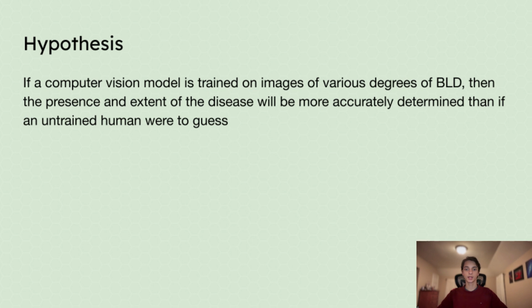Through my background research, I came to the hypothesis that if a computer vision model is trained on images of various degrees of beech leaf disease, like no beech leaf disease, early beech leaf disease, and late beech leaf disease, then the presence and extent of the disease will be more accurately determined than if an untrained human were to guess.